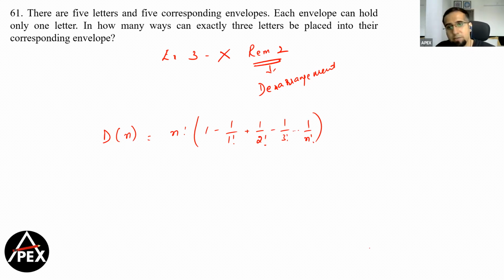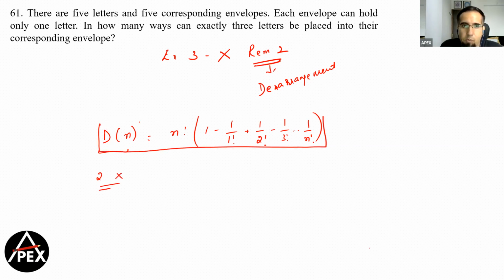Is this point clear, guys? Derangement of 2 items. Derangement means 2 letters are not going into corresponding envelopes. Is this point clear? If yes, please note it down and type a Y in the chat box. Right. Now, how do we solve these kinds of questions?